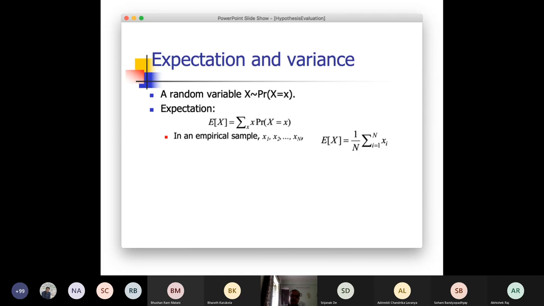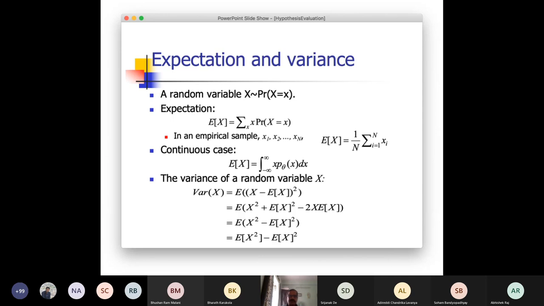Empirically, since it is an average, you can simply consider samples which are randomly drawn for that random variable, and then take the mean of that sample as an estimate of this expectation. And in a continuous case, a probability density function defines the probability distribution over the space, so you need to do integrations. These definitions are quite standard.